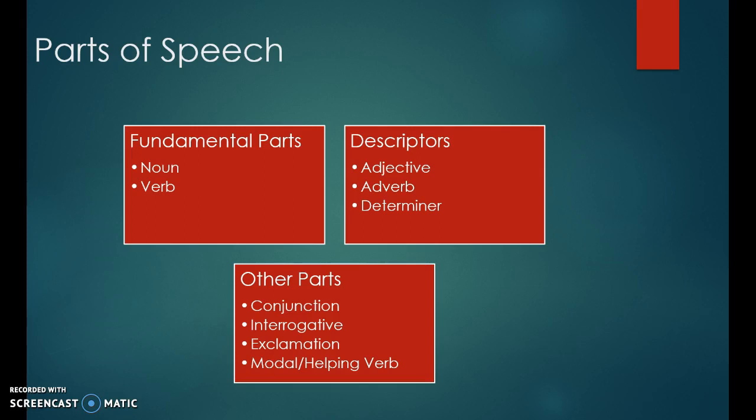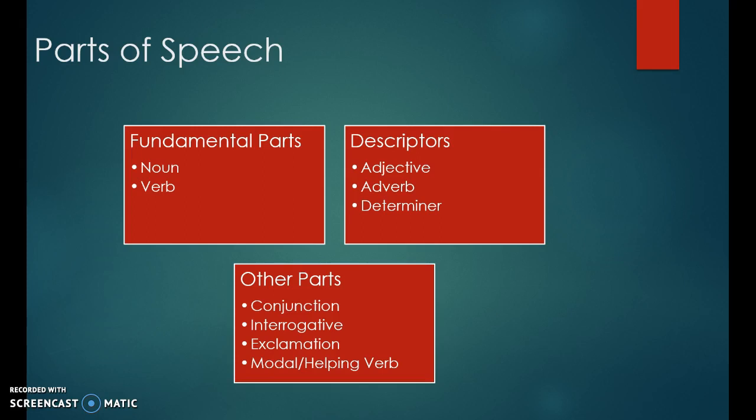If I have the sentence, Maria is a doctor, then you have Maria, which is a noun, and you have doctor, which is a noun. And then you have is, which is not an action, but it's the relationship between the two nouns.